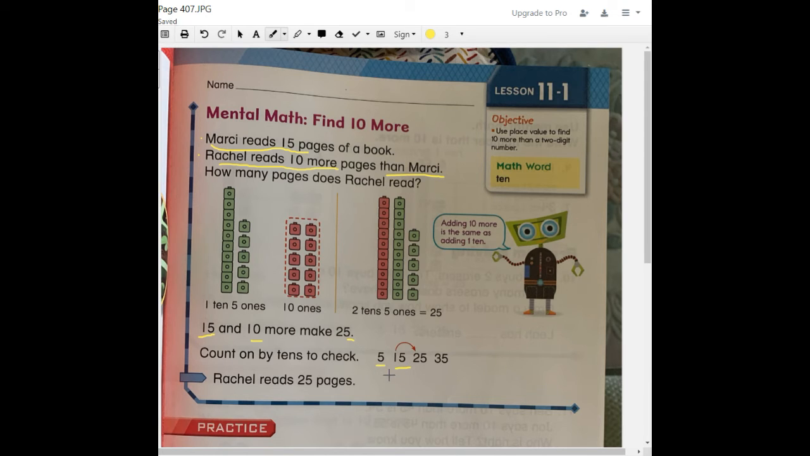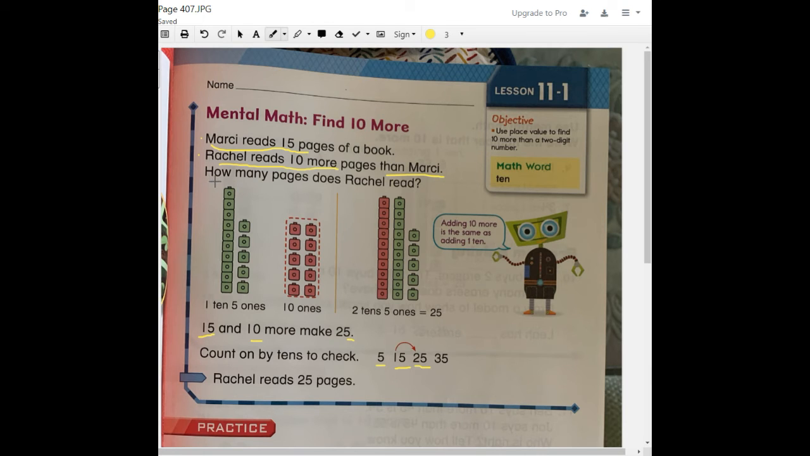So as you see, when we're adding by tens, the number in the ones place is not really changing. The only number that's really changing is in the tens place. And then we add another 10. And that gives us 25. And what happens if we add 10 more to 25? What number do we get? Very good, 35. So let's go back to the problem.